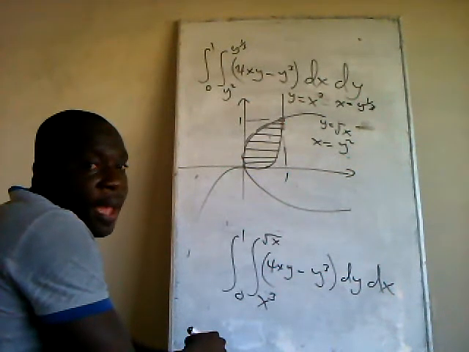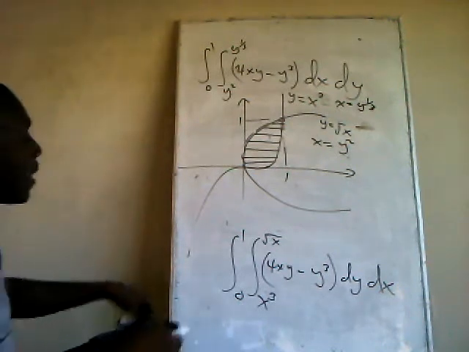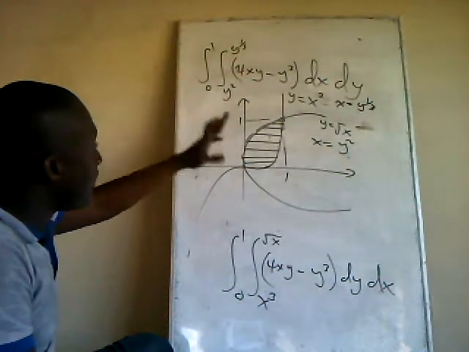So I'll take another example. Here, I first did it with respect to y, then x, before x and y.